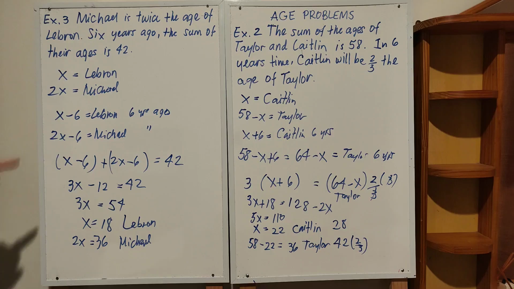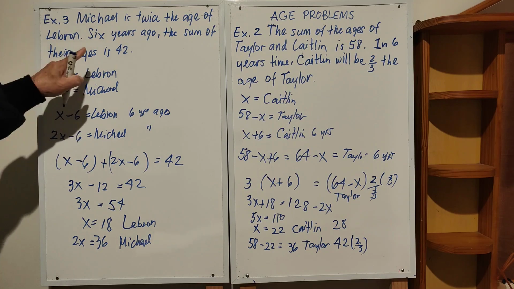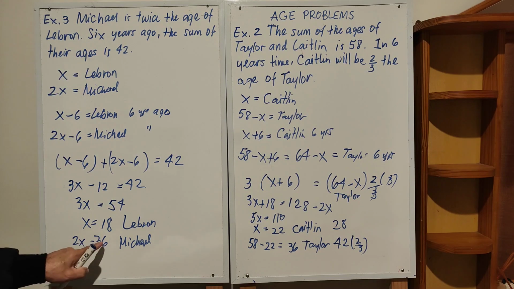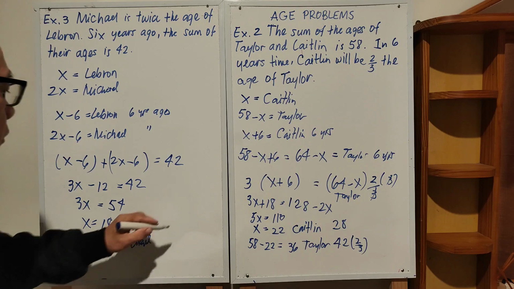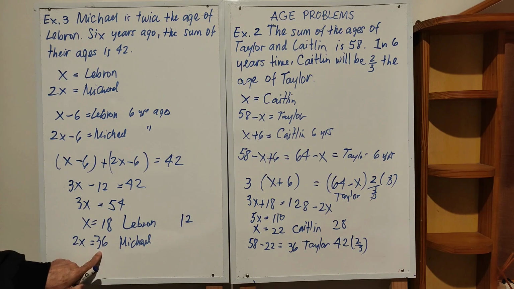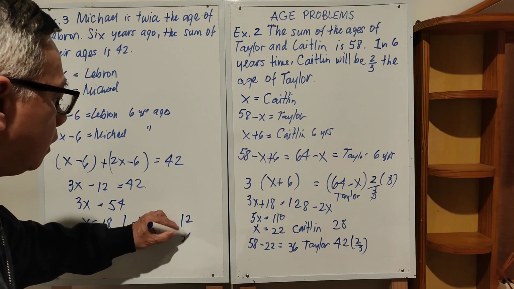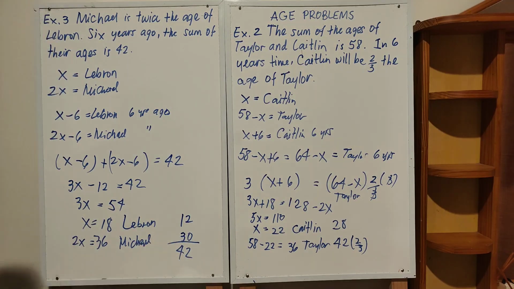We can always check. 6 years ago, LeBron would only be 12, and Michael would only be 30. If you add them, it is 42.